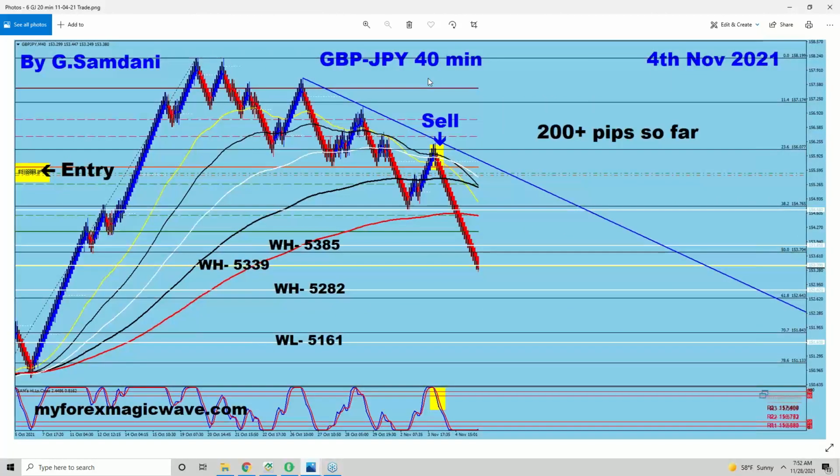This one I took from the 40-minute chart because the 20-minute left the station early, and I kind of missed it. So I said, okay, I'm going to go short anyway because the fundamentals, the news, and all of that were pointing to a big drop. So it did 200 pip.